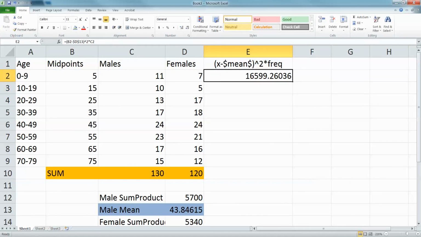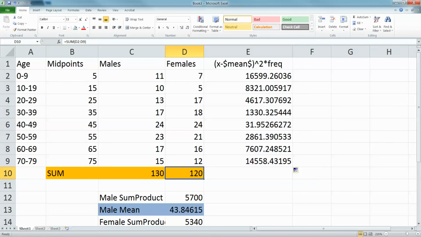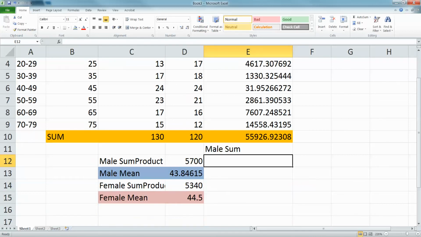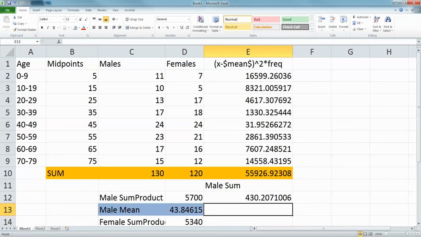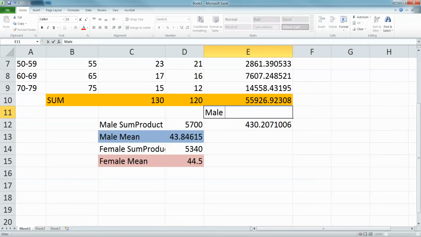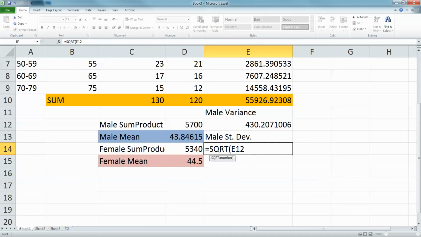Then once you have that first one built, you just drag it down the whole column. And then you can pull this over and find the sum for that. So there's the male sum right there, right? Okay, so now you want to take that male sum and you want to divide it by the male frequency, which was 130. There's your variance right there, right? That's what we just found. So male variance. Okay, then the male standard deviation would be the square root of that. Done.